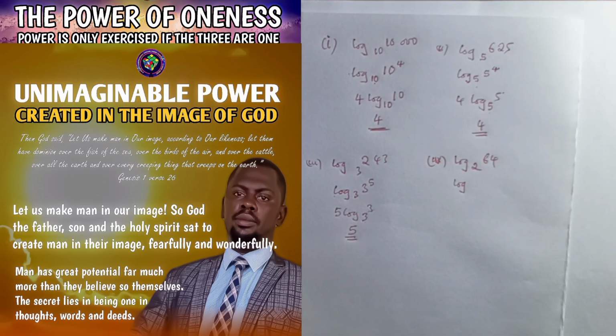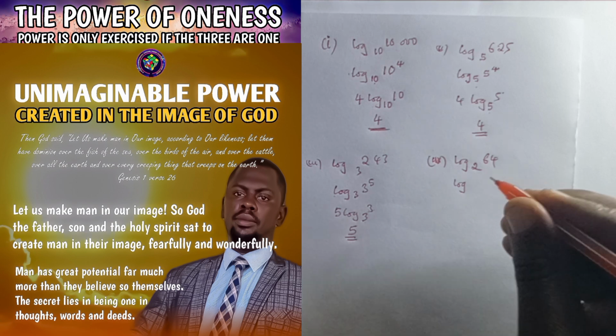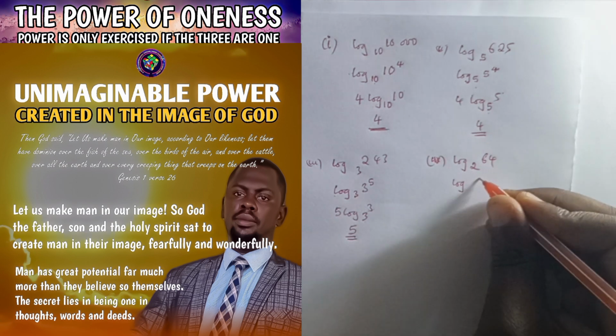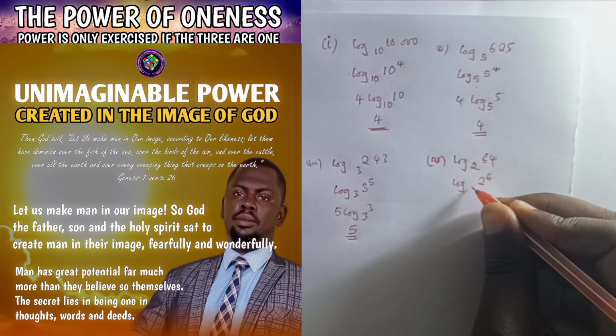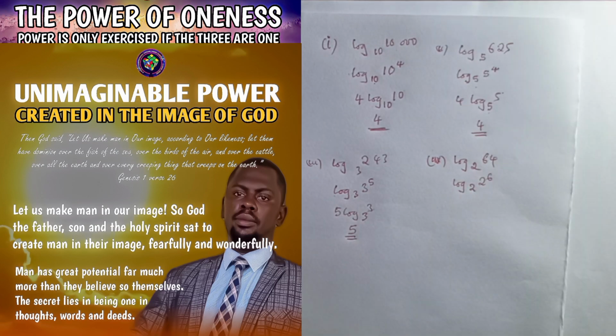How many times can we multiply 2 to get 64? It's 2 to the power 6. 2 to the power 6 is 64. That is 2 times 2 times 2 times 2 times 2 times 2. 6 times you get 64. So where there is 64, you put 2 to the power 6. So we are going to have log of 2 to the power 6 base 2.